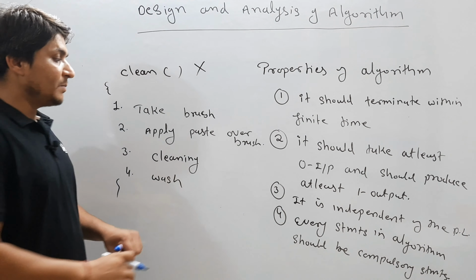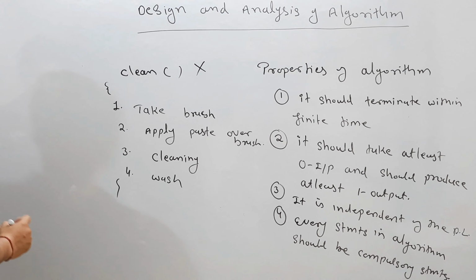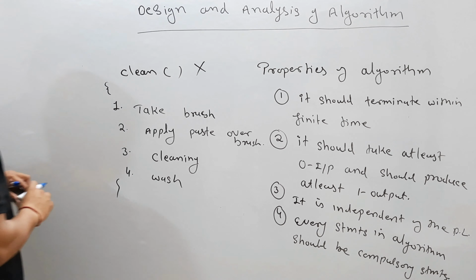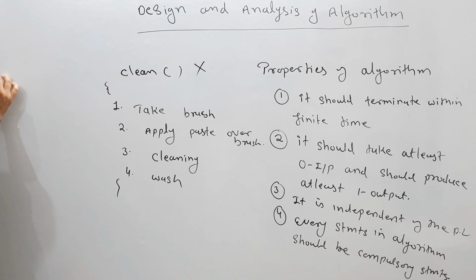This is your property number 4. Yes. Now, next property. Let me write this property here. Now, property number 5. What could be the property number 5?